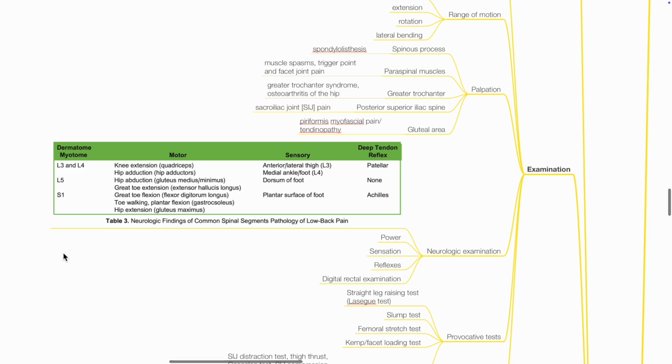Regarding the dermatome and myotome for the following spinal segments: L3 and L4, motor includes knee extension and hip adduction; sensory, anterior lateral thigh for L3, medial ankle and foot for L4; deep tendon reflex, patella. For L5, this includes hip abduction and great toe extension. Sensory is dorsum of the foot. For S1, motor includes great toe flexion, toe walking and plantar flexion, and hip extension. Sensory, plantar surface of the foot. Deep tendon reflex, Achilles tendon reflex.